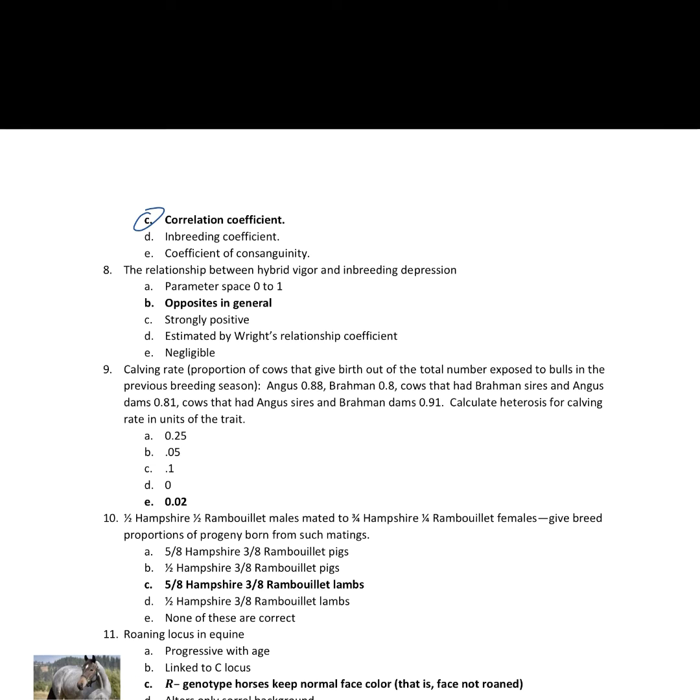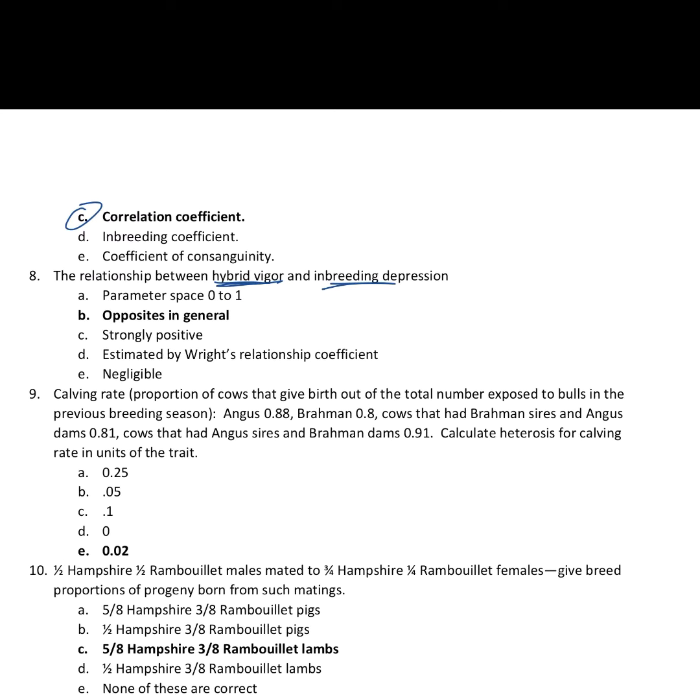Now to number 8, the relationship between hybrid vigor and inbreeding depression is. So if we think of hybrid vigor, we are obviously talking about breed heterozygosity. And then when we think of inbreeding, we're thinking of increased homozygosity across the genome. So these are clearly two opposites from each other. So the correct answer is B.